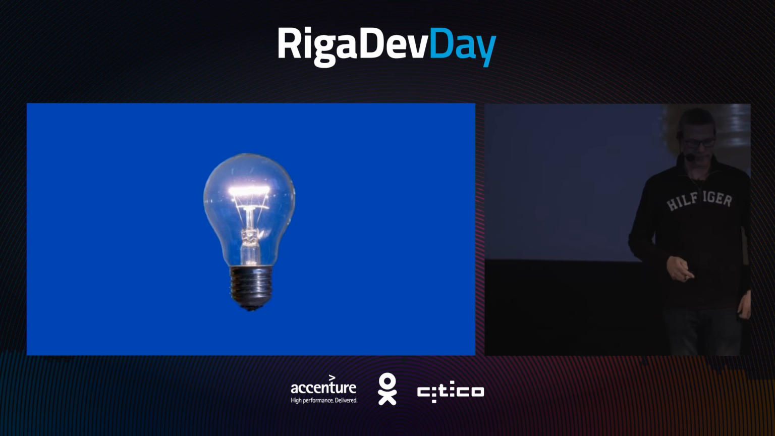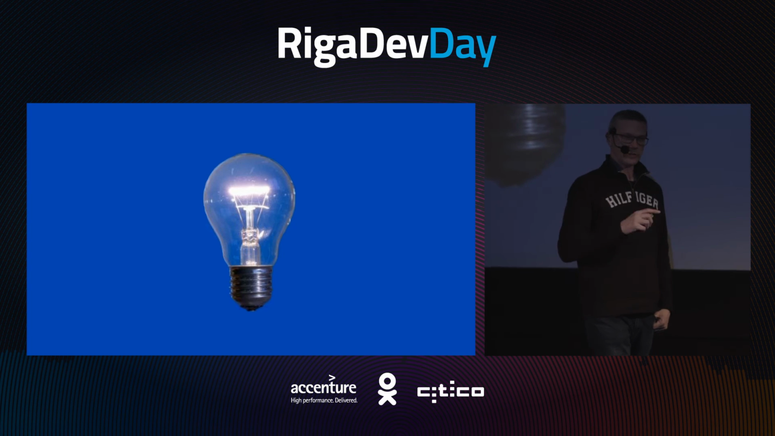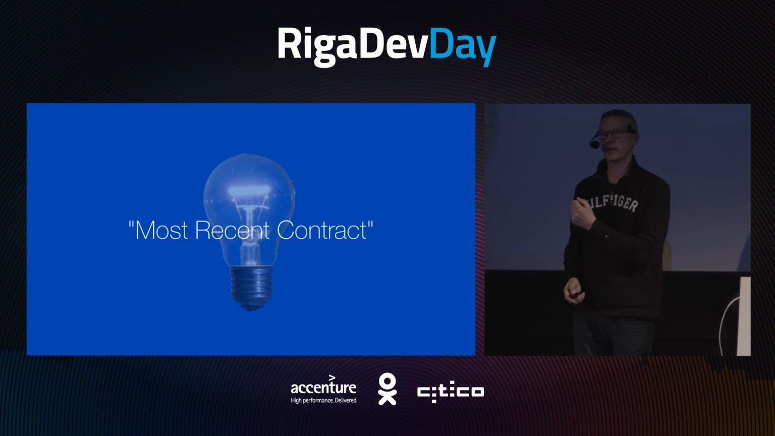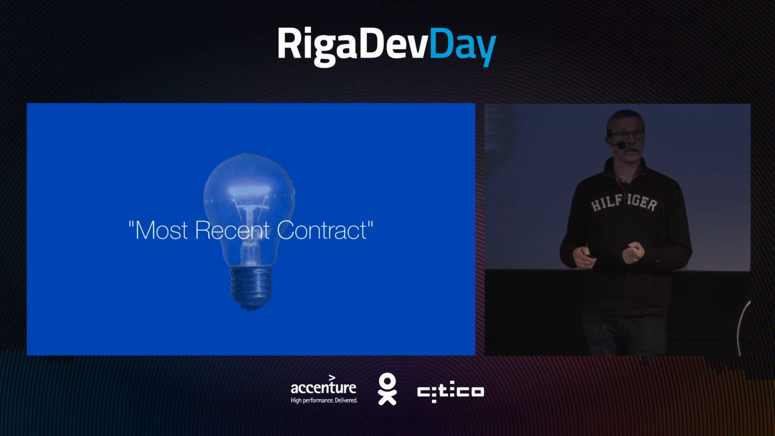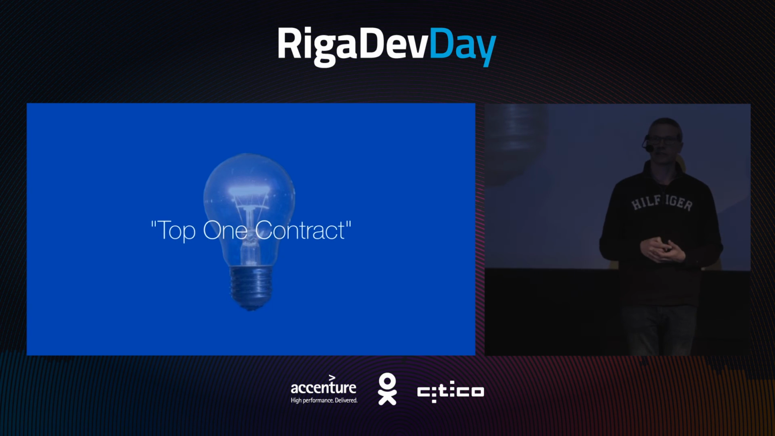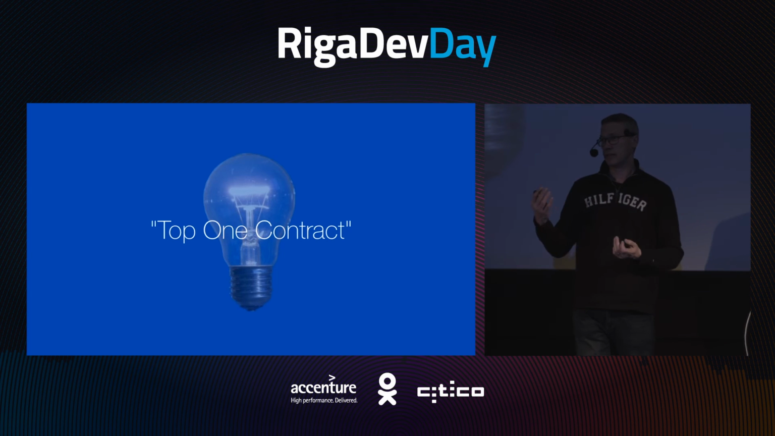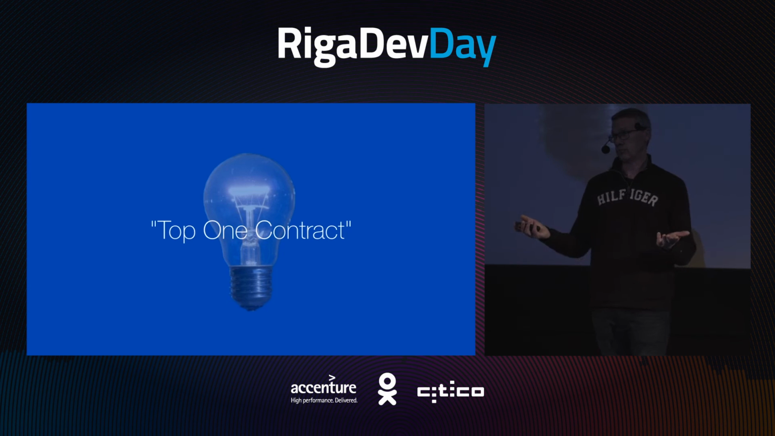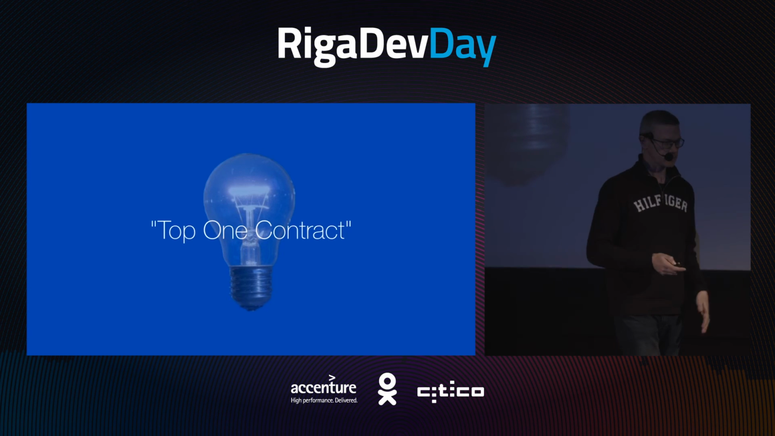I had this idea. I said, what if we would just rephrase that requirement? Instead of going from most recent contract, where I had a hard time finding the analytic function that I wanted to use, rephrase it to the top one of contracts. Which analytic function would you use in that case? Top one. Yeah, exactly. Dense rank, one of the ranking functions, let me put it that way. Right? Just get me the top one.